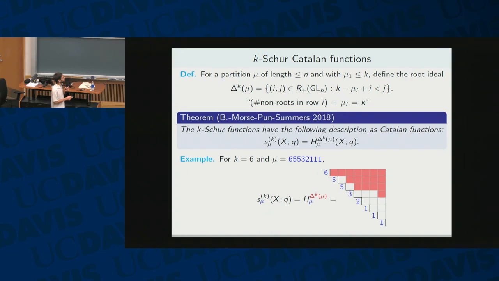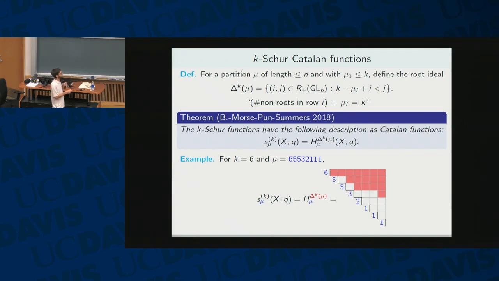All right, so here's the construction. We take a partition mu of length less than or equal to n and first part less than or equal to k, say mu is 6553211 and k is 6. We're going to again draw our Catalan function with the weight along the diagonal and the root ideal in red, and the rule is the following. In each row, this weight plus the number of non-roots has to be equal to k, which in this case is 6.